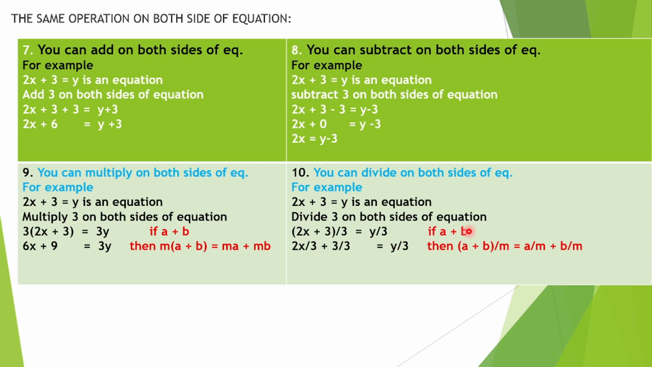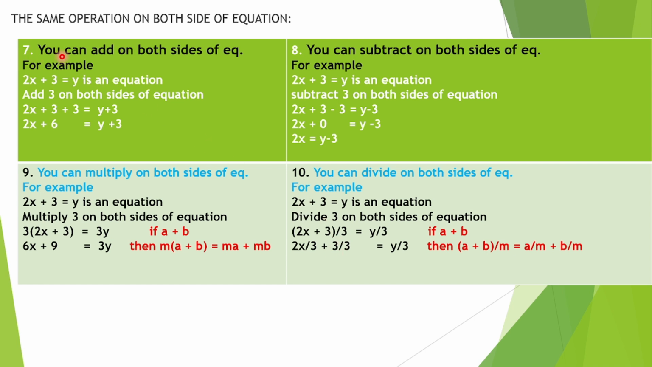If a plus b, then a plus b divided by m is equal to a divided by m and b divided by m. This means that this m will divide both the terms like here. So we divide these two terms by 3, like 2x divided by 3 plus 3 divided by 3.